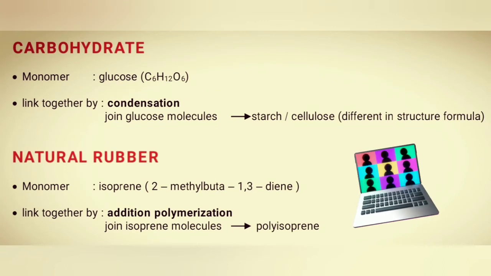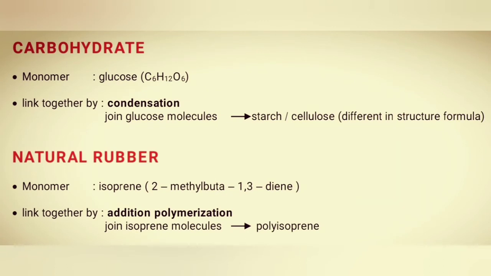Carbohydrates. The glucose molecule is the monomer of carbohydrates. The molecular formula of glucose is C6H12O6. A condensation reaction joins thousands of glucose molecules to form two types of complex carbohydrate polymers, which are starch and cellulose. Two hydroxyl groups from adjacent glucose monomers link up with the elimination of a water molecule.